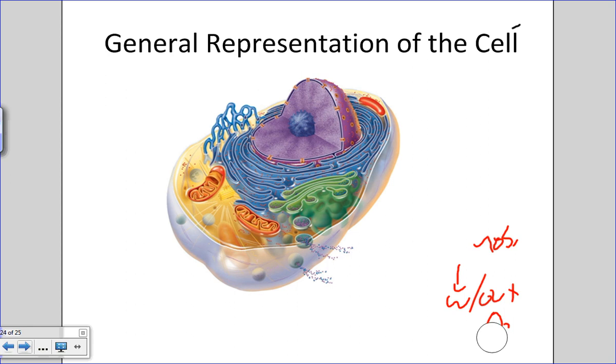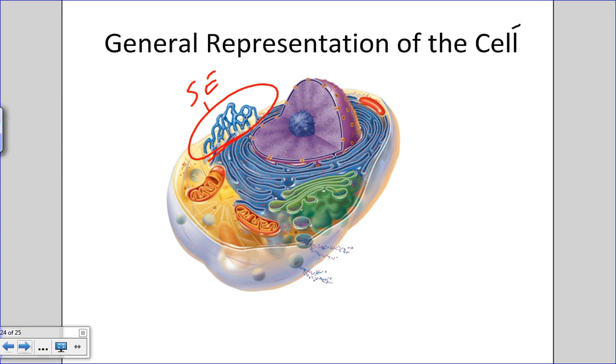Okay, so the smooth endoplasmic reticulum, which you see right here. Basically, the smooth endoplasmic reticulum is an extension of the rough ER, the rough endoplasmic reticulum, but obviously we call it smooth because it looks smooth in appearance. It looks agranular in appearance, all right? And the smooth endoplasmic reticulum has quite a diversity of functions.